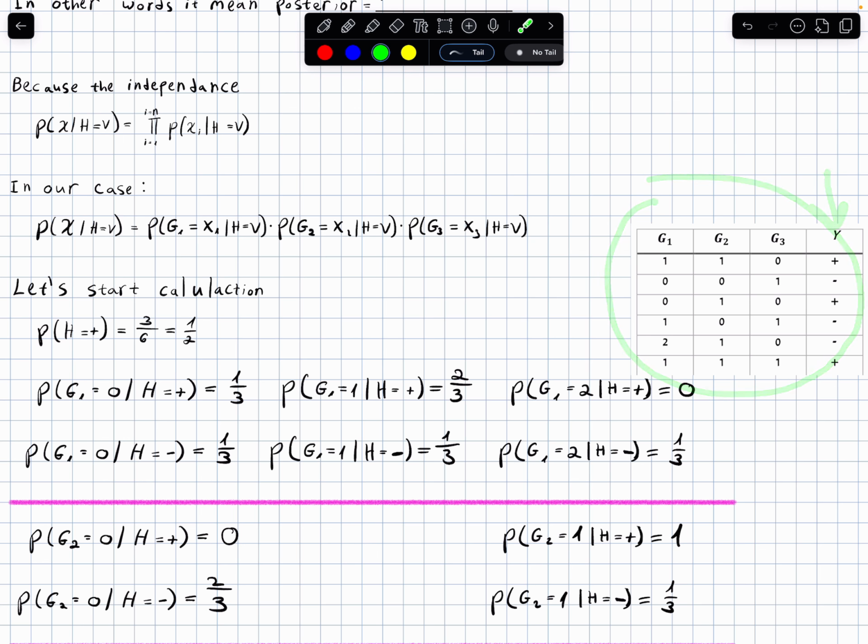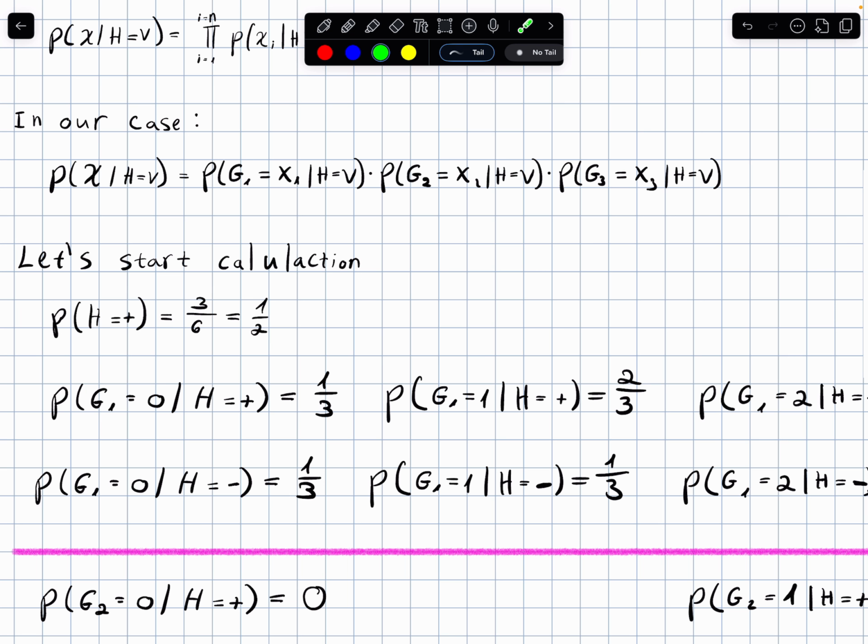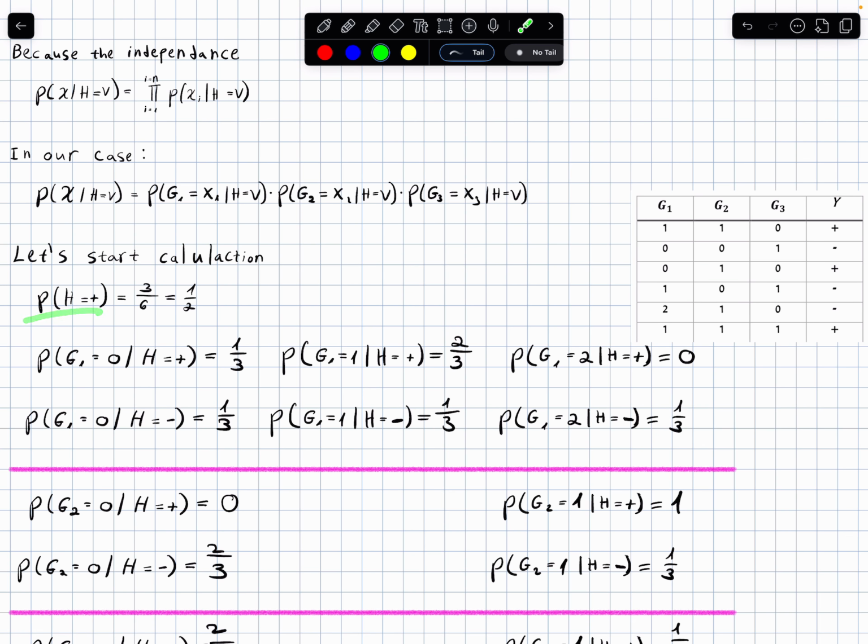This is the value we want to predict, the y value. So let's start the calculation. Just to be clear, y is the h, the hypothesis. So how many rows do we have where h is plus? We can count: 1, 2, 3. And how many rows do we have? 1, 2, 3, 4, 5, 6. So we have 3 divided by 6, so it's a half probability to be plus, with no information given.